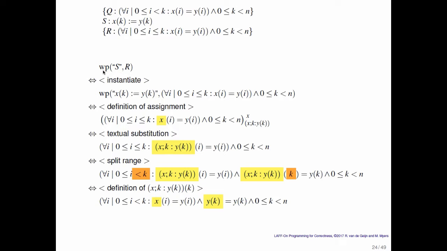Then we see that yk equals yk is just true. We can do AND simplification and we get that. And notice that this is exactly the precondition. And since it's exactly the precondition, we know that this code segment is correct because Q implies this.